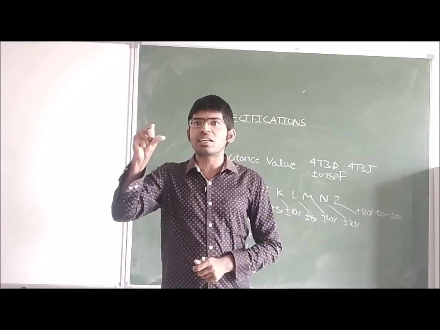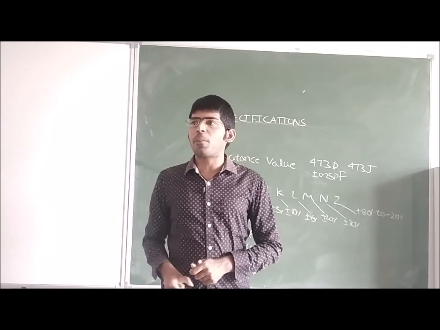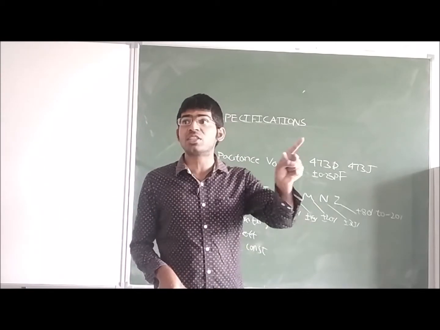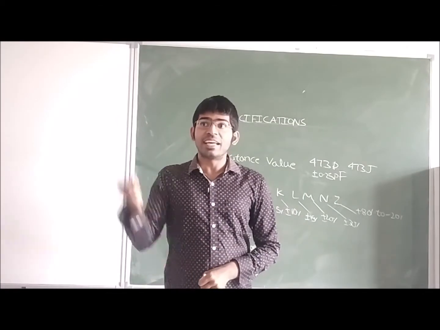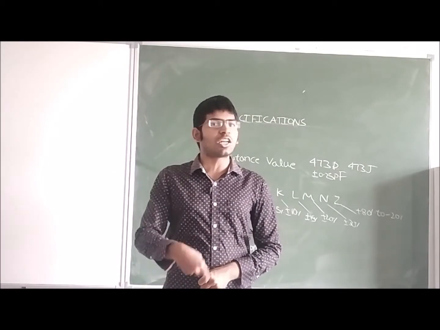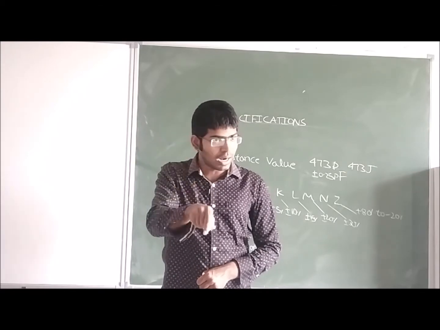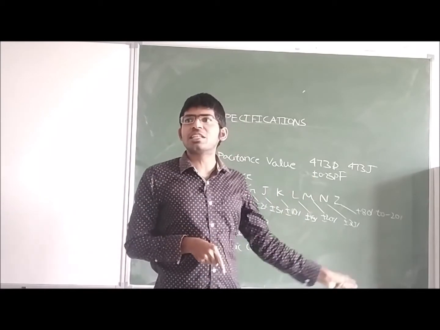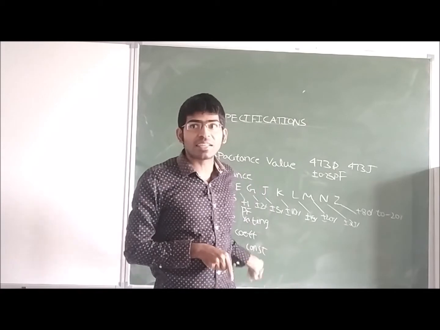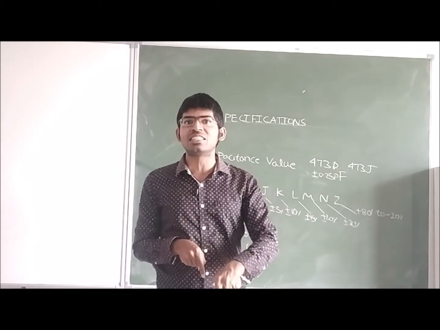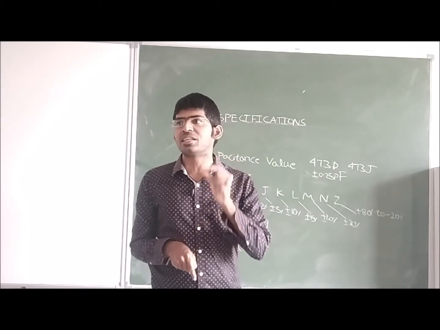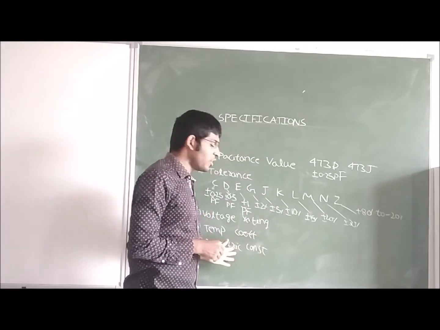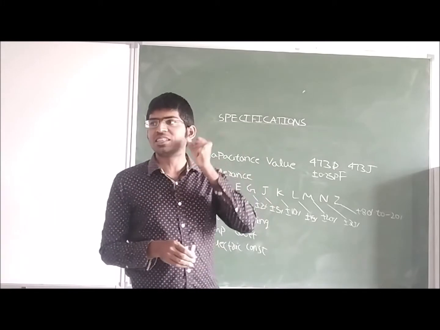How much the temperature is affecting the capacitance can be known by the temperature coefficient of capacitance. There we used the temperature coefficient of resistance, that is alpha naught. Similarly, we are using the temperature coefficient of capacitance. Here it indicates the change in the capacitance value with respect to the change in temperature. And the last specification is the dielectric constant.